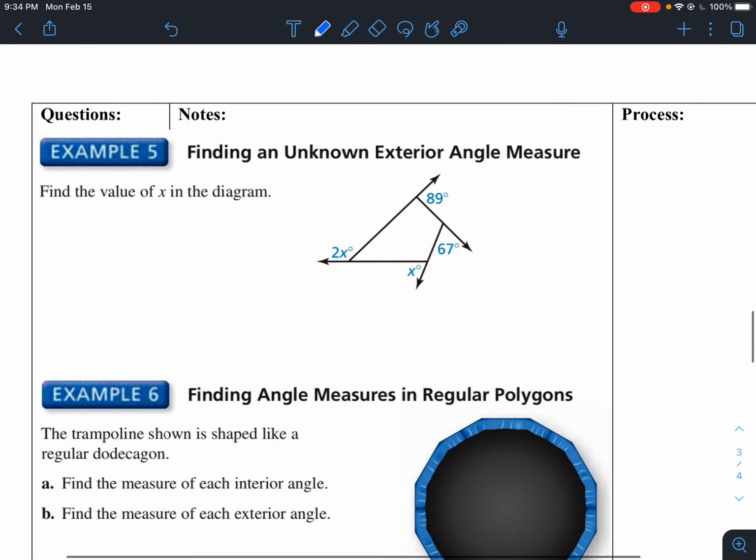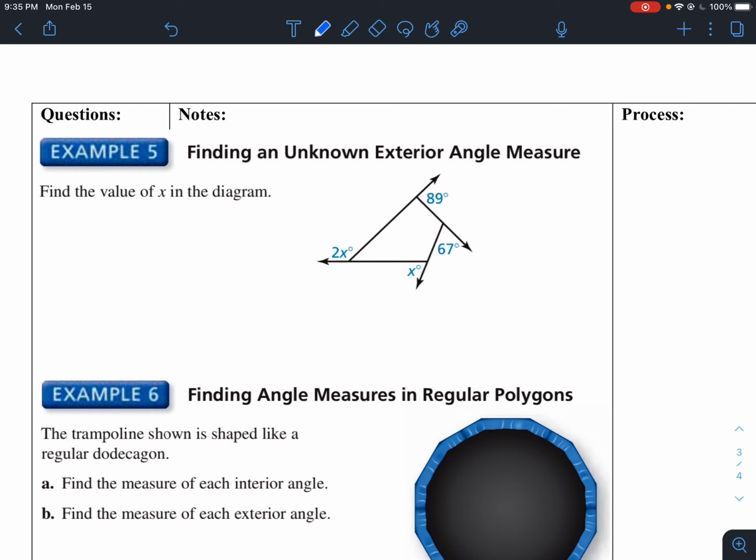So coming down here to example 5, finding an unknown exterior angle measure. So here's a 1, 2, 3, 4-sided polygon. But since we're talking about the exterior angles, that's kind of irrelevant, because what we know is that the sum of the exterior angles, one at each vertex, so you have to make sure that you're using one of them, not all of them, is going to be equal to 360 degrees.